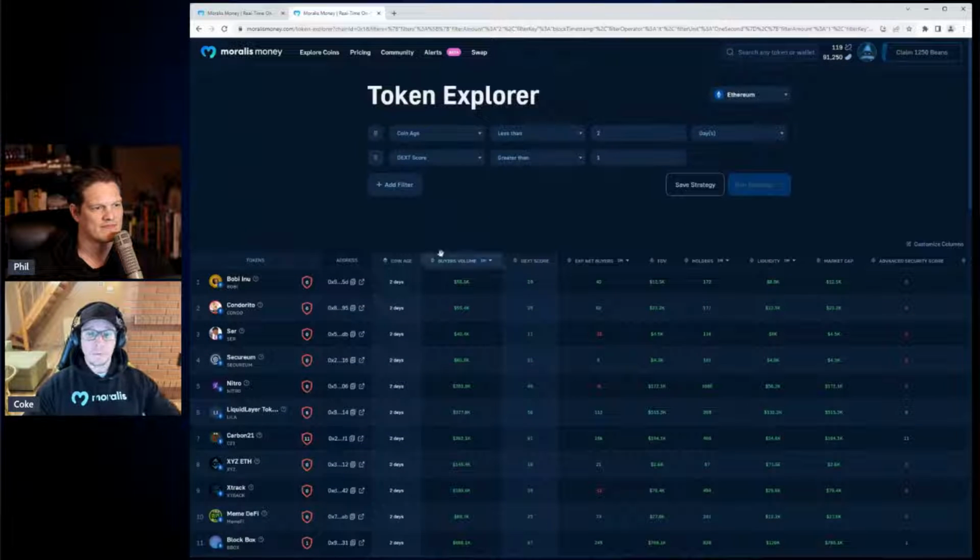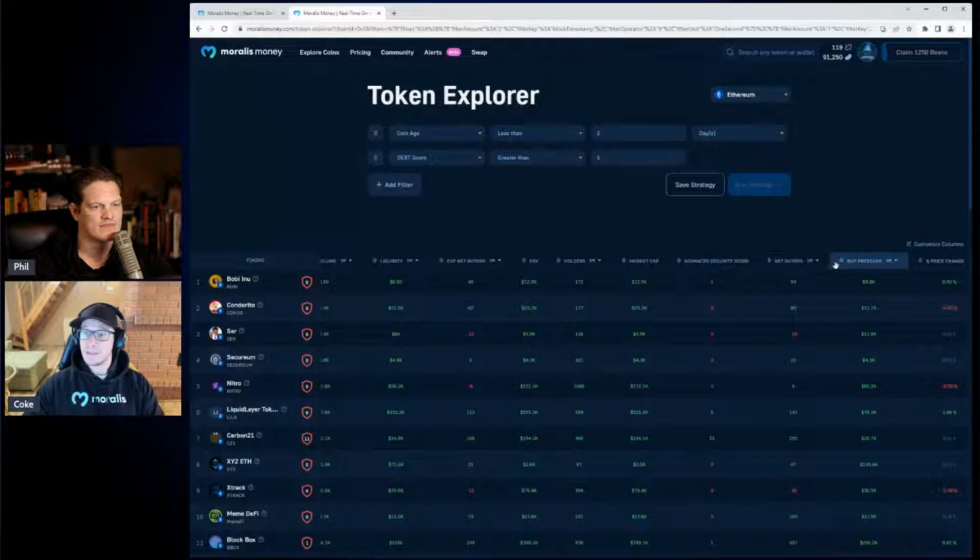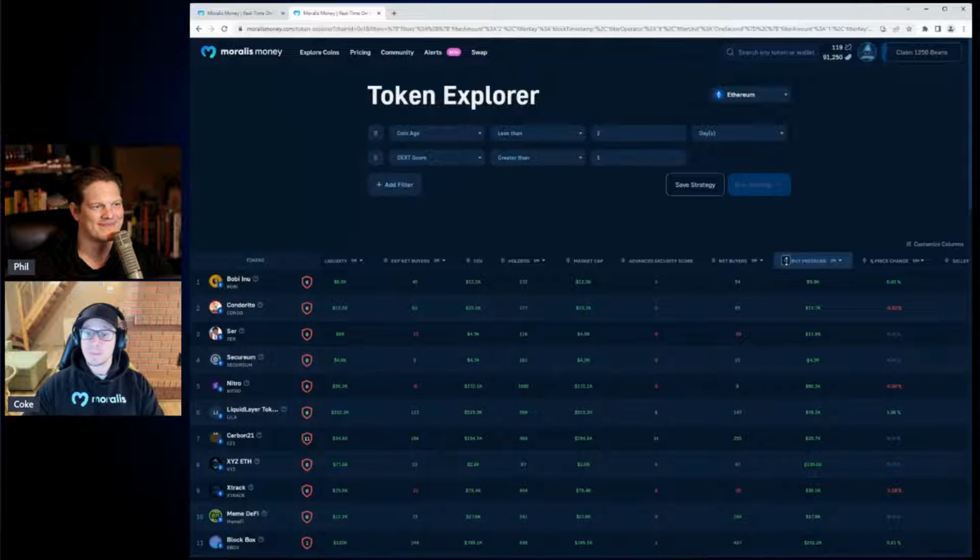On the top here, we can see different data points that you can use to select coins to your liking as well. Make sure that you can grab those columns here, and you set up everything like you like. And let's see what is the most bought by pressure today, and see what's coming up.